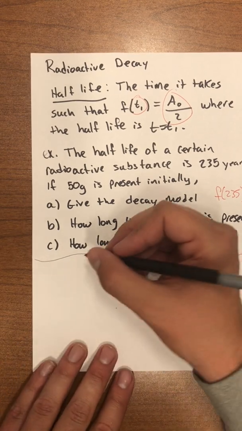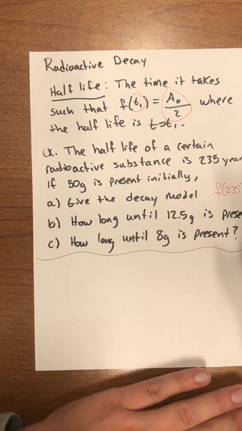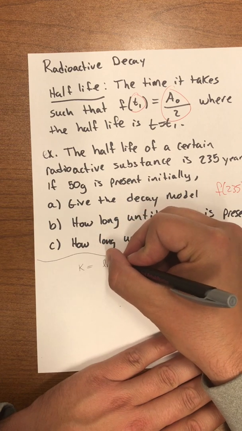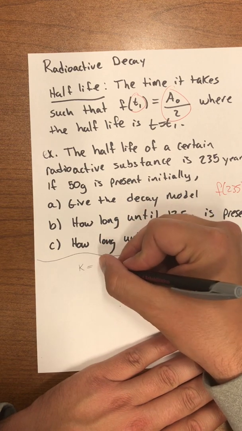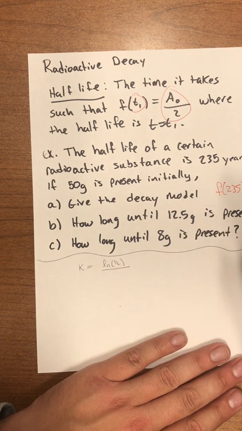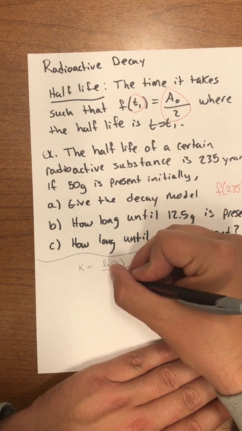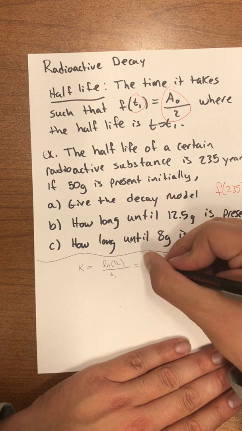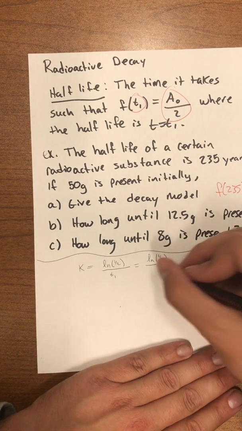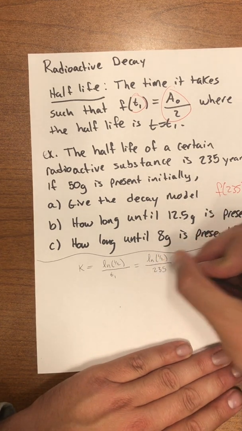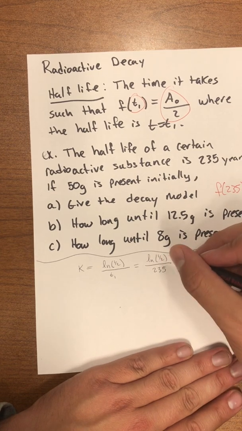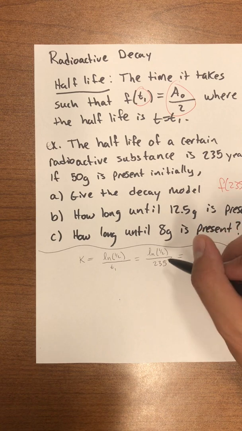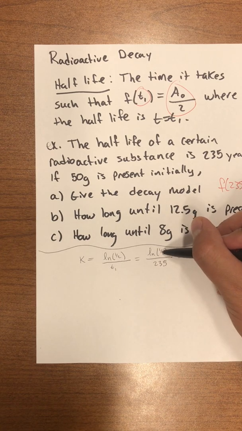The constant k always ends up being the natural log of 1/2 divided by the time that is given for the half-life. So the natural log of 1/2, in this case the half-life is 235. The reason for this is very similar to the previous question when we said we want to double or we want to triple. We want half of the amount.